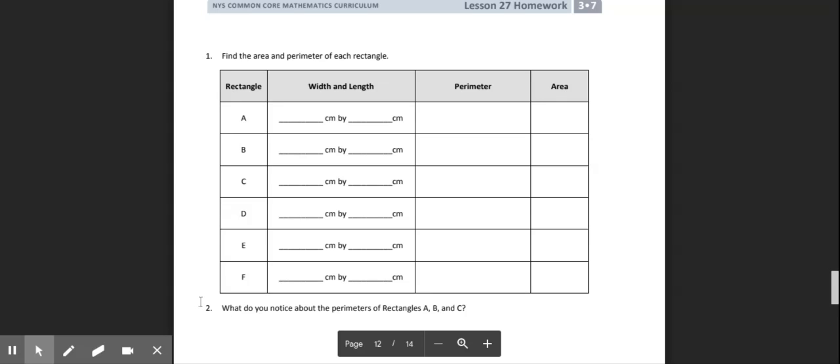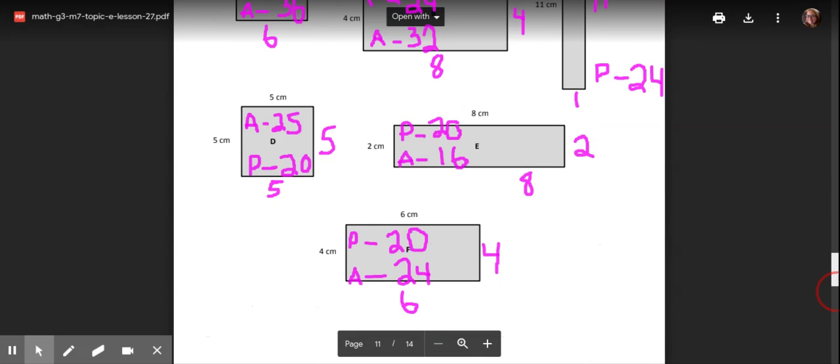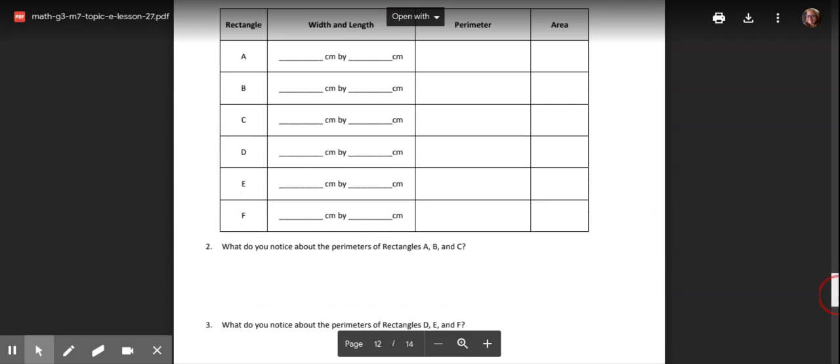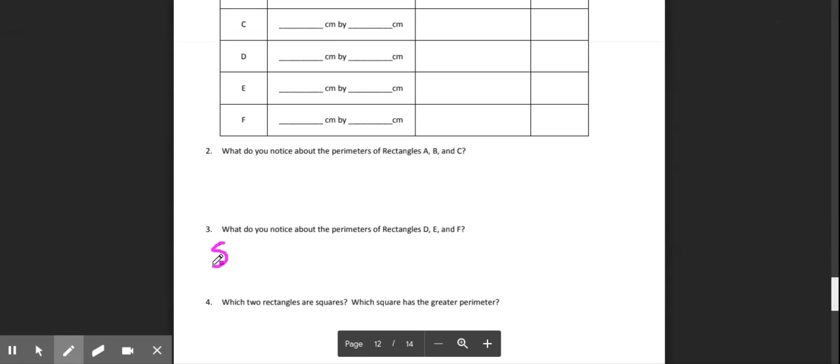So what do you notice about the perimeters of rectangles A, B, and C? Well, we're going to go back and forth. Rectangle A, the perimeter is 24, B, 24, C, 24. What do I notice? They have the same perimeter. That's what I would write if I wrote a complete sentence, but this is difficult to write, so I'm just going to write same perimeter up here for 2.